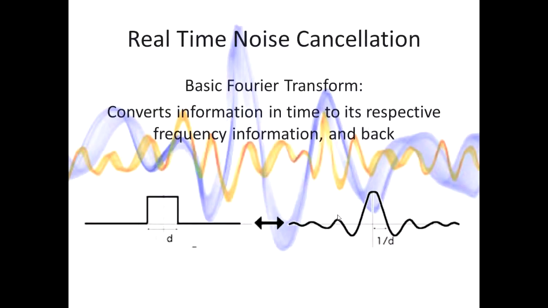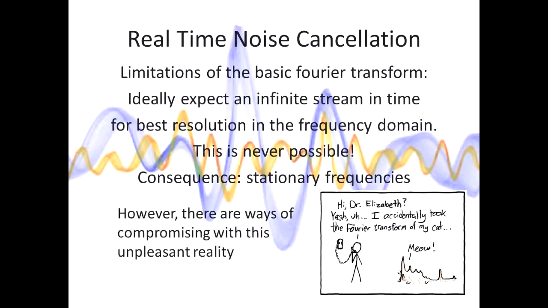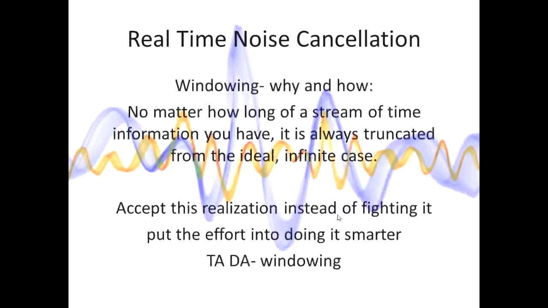We're going to be looking at noise cancellation due to frequency analysis. So the basic way of doing that is the Fourier transform, which converts from time to frequency data. There are some limitations based off this. It considers that you give it an infinite amount of data, which isn't realistic. And because of that, what frequency information it gives you back are all stationary frequencies. They are frequencies that it considers have happened throughout the entire signal you give it.